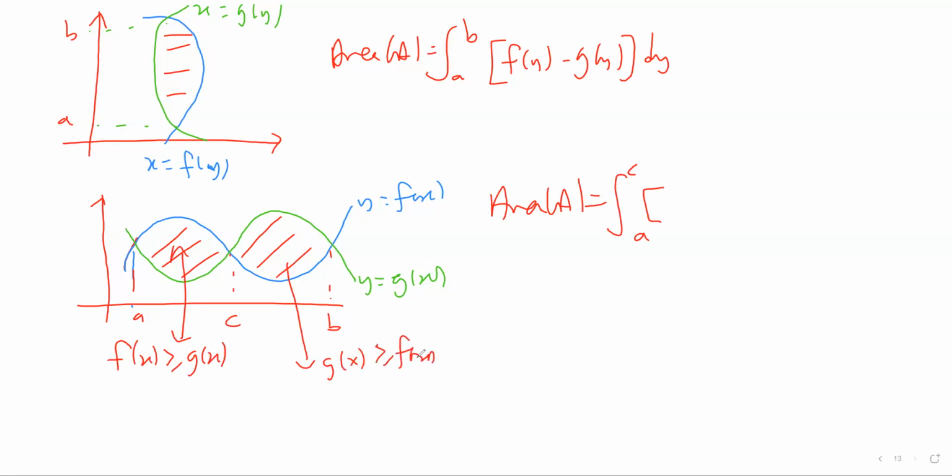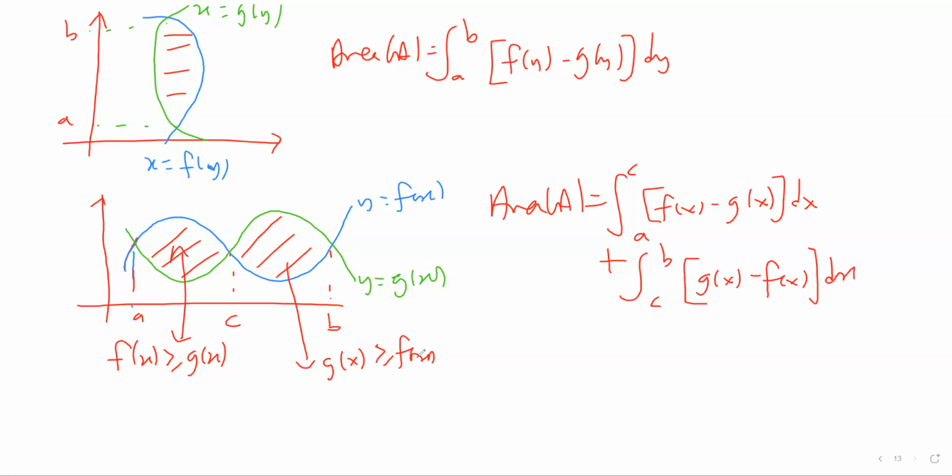So here in the first part, a to c, you write f of x minus g of x dx, plus the second part, which is c to b, and now you write g of x minus f of x dx. Similarly, it can also be done along the y-axis, similar to what we discussed already.